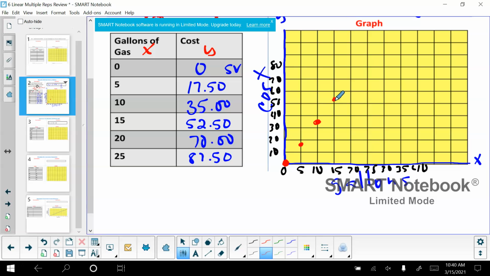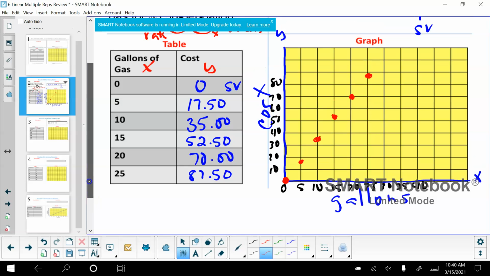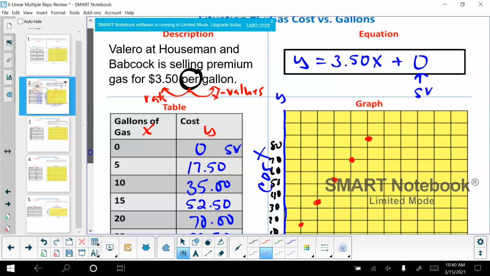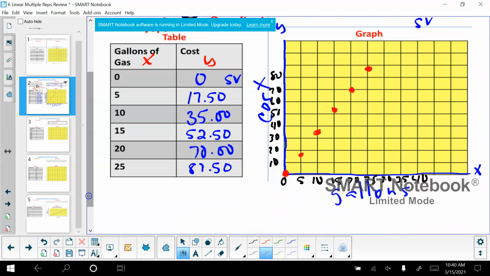Okay, and then the 20 is at 70, so that's perfectly on there. And then the 25 is at 87.50, which would be between the 80 and the 90, but closer to the 90. And you can see they are nicely lining up because this is linear and they would make a line, even if you kind of have to eyeball it. So there's the graph of that. So that takes you through all 4 representations: scenario, equation, table, and graph.